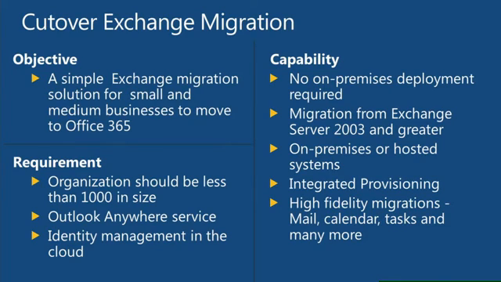You need Outlook Anywhere. It's fundamental to how cutover and staged are working. And the identity management in the cloud is really a reference to the fact that you're not going to be using directory sync. You can still do everything that you would in a cutover migration using the staged tools. Just instead of staged being a number of batches, it's one batch.